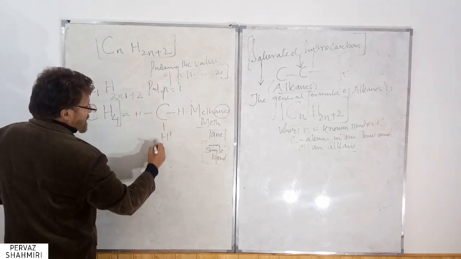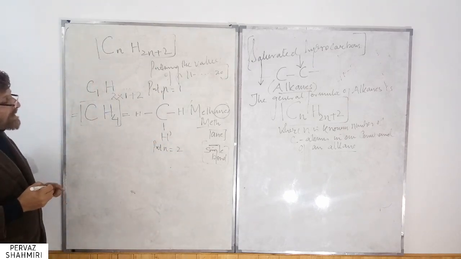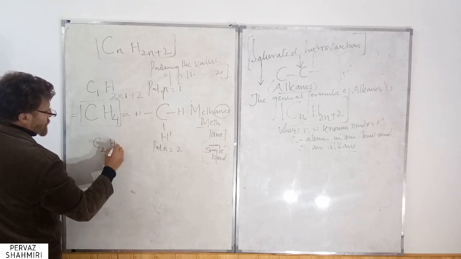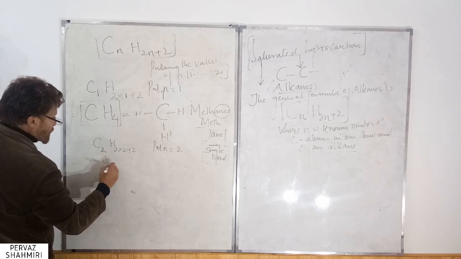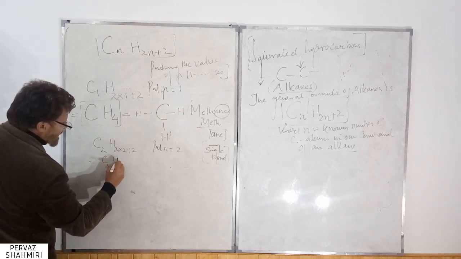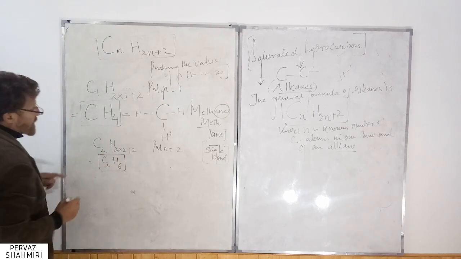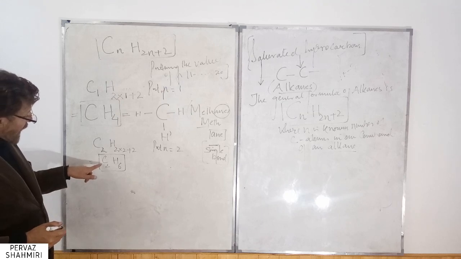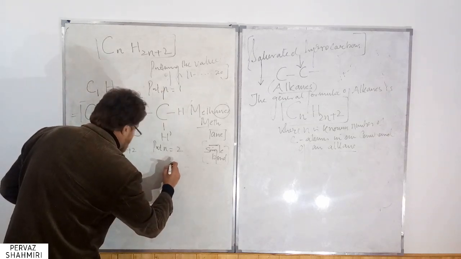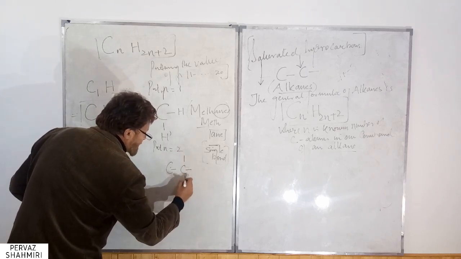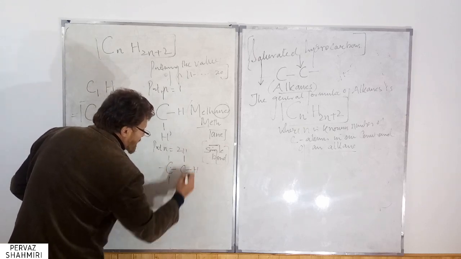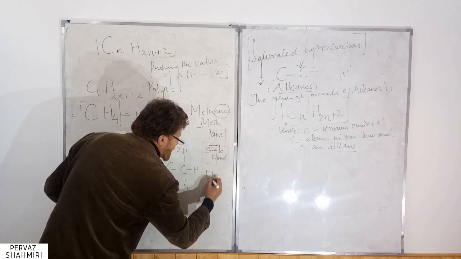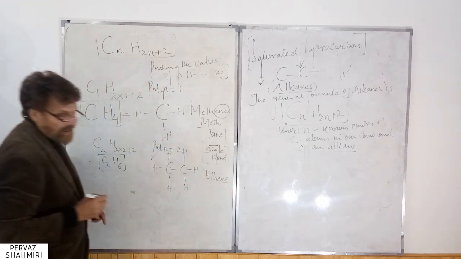Now put n equal to 2, then we will find the second member of the series. C2H2 into 2 plus 2, that is C2H, 2 twos are 4 plus 2, that is equal to 6. That means the second member of this homologous series of alkanes is C2H6. It contains 2 atoms of carbon and 6 atoms of hydrogen. You can write it as C single bond C, each carbon with single bonds to H, six H in total. This is the structural formula of ethane, the second member of the alkane series.